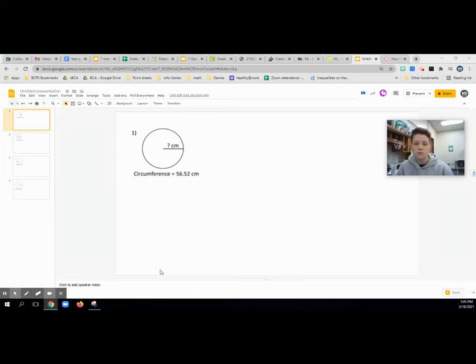Hey everybody, we're going to be looking at solving for radius or diameter when given the circumference. It's going to work a lot like yesterday, except we'll work a little bit backwards. So we're given a circle here that has a circumference of 56.52 centimeters, and we are asked to find the radius. The first thing I'm going to do is write out my equation.